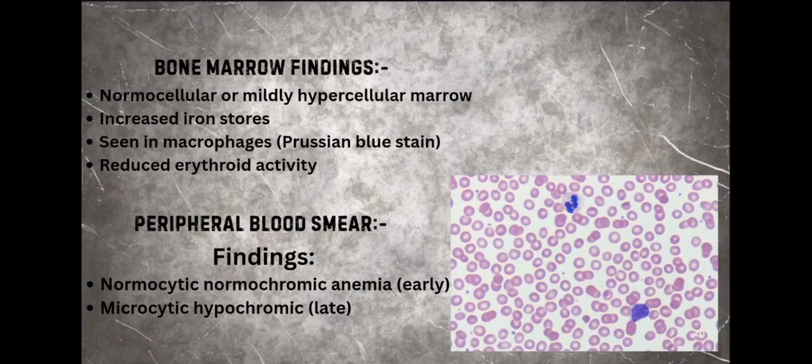Bone marrow findings: normocellular or mildly hypercellular marrow, increased iron stores, as we can see in macrophages, and reduced erythroid activity. In the peripheral blood smear, there is normocytic normochromic anemia early, but later it turns into microcytic hypochromic anemia in later cases.